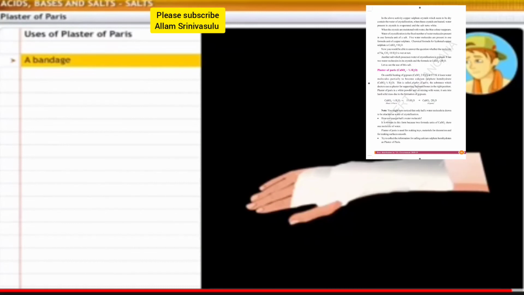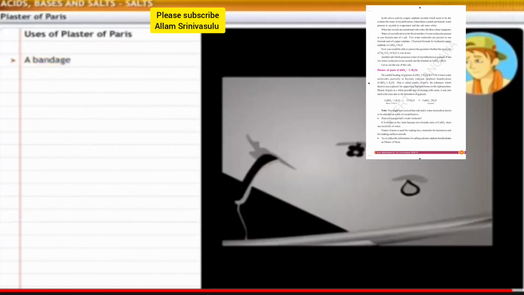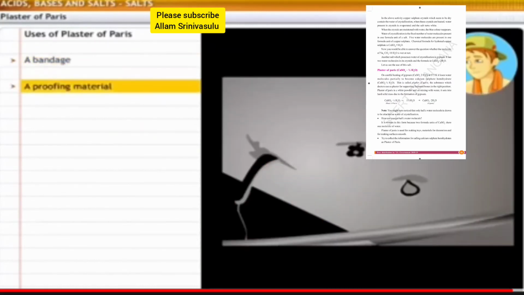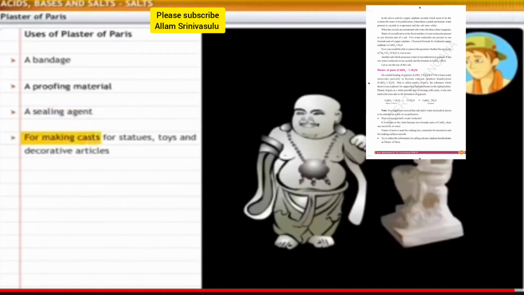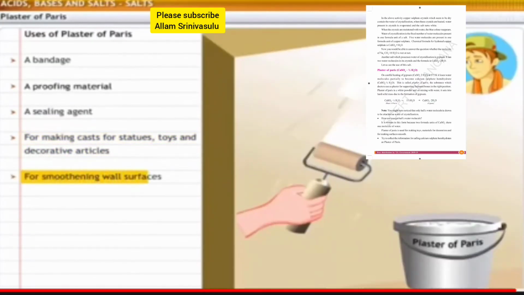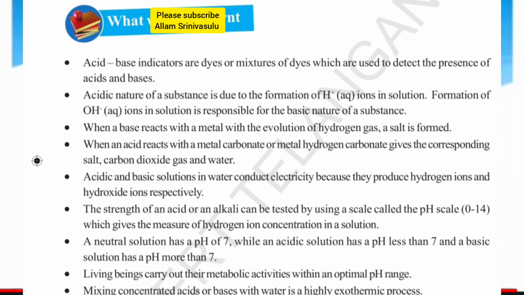Uses of plaster of Paris: bandage purposes, waterproofing material, making toys and decoration articles, and for applying on walls as a wall painter. You will get this type of question and answer.